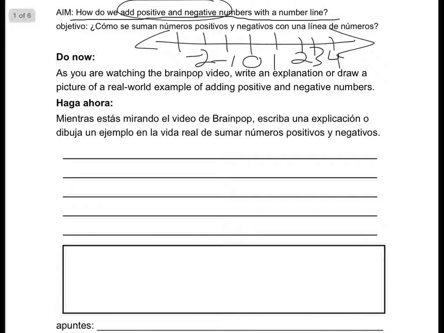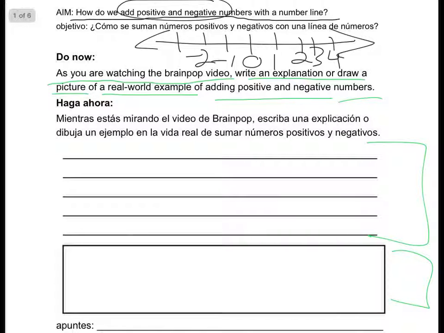For the do now, as you're watching the Brain Pop video, which is available on Google Classroom, write an explanation or draw a picture, so you can fill in this section or this section, of a real-world example of adding positive and negative numbers. After you watch the Brain Pop video, take a minute to do that and then come back to this video.